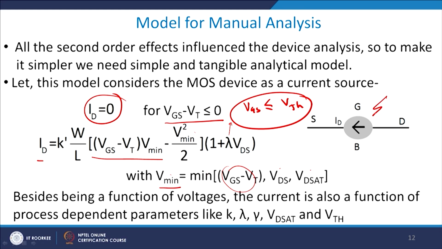and it is replaced by a current source, as you can see, with a current ID and a source, drain, bulk and gate. So this is bulk, right, this is drain, and this is gate, and this is source, and this is the drain current which is flowing through the device.